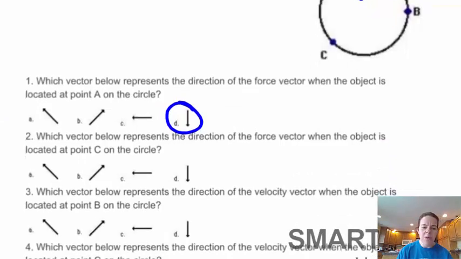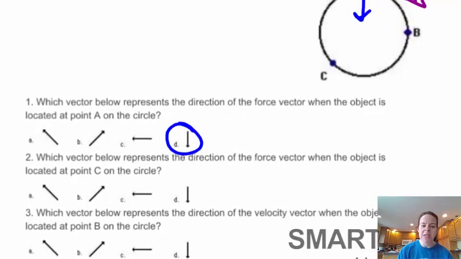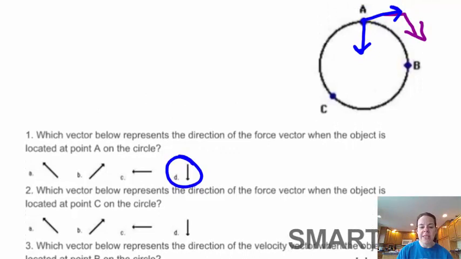Okay, for number 2, which one represents the direction of the force vector when it's located at point C? Again, you've been learning about how force vectors, for circular motion, point towards the center of the circle. So for C, it would point to the center of the circle, which would be option B.